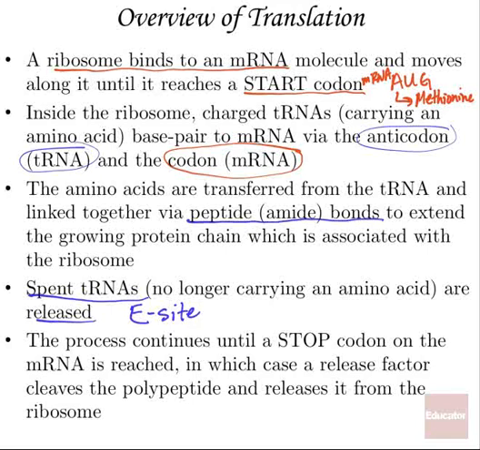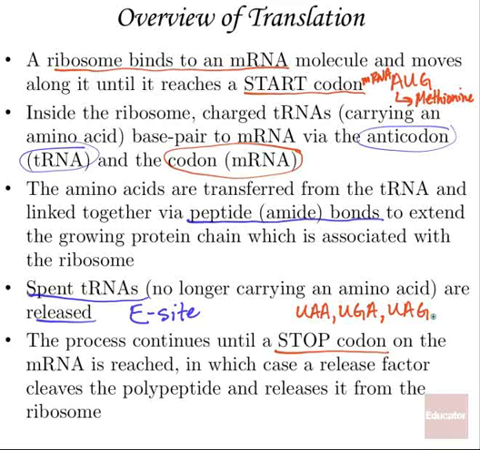And then the process of bringing in a new tRNA, having a peptide bond being synthesized and a growing polypeptide continuing in its synthesis will continue until you reach a stop codon. And once again, remember it's a codon, so it'll be found on the mRNA. And our stop codons are UAA, UGA, and UAG.